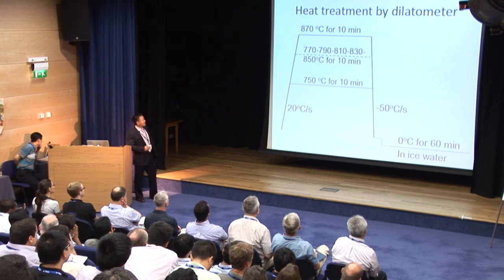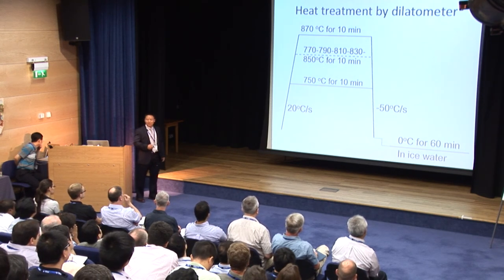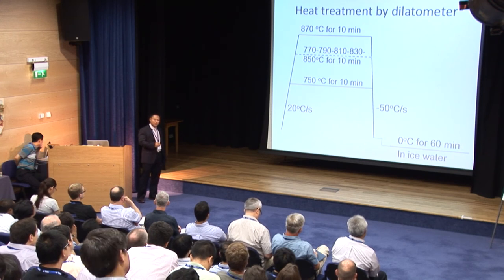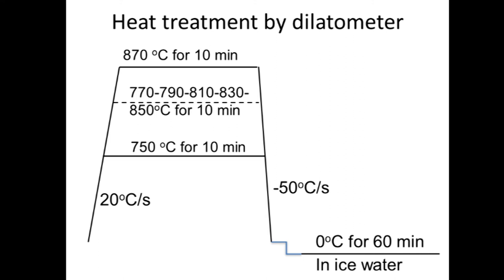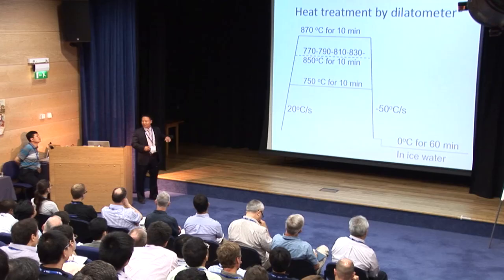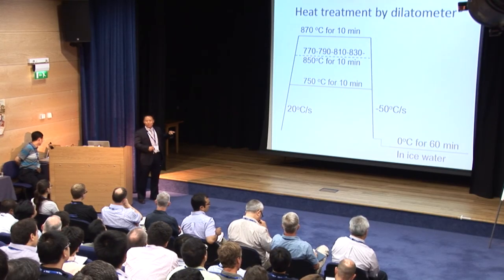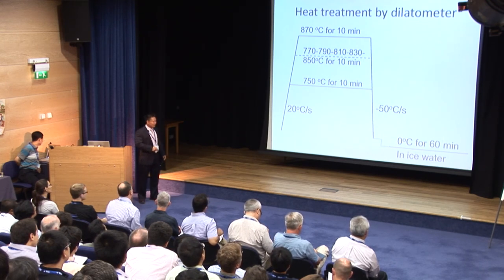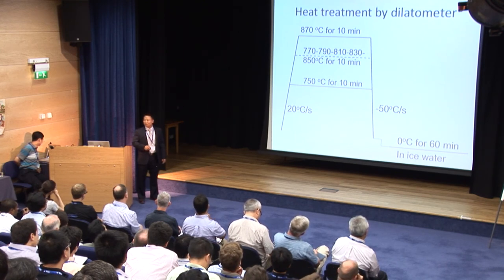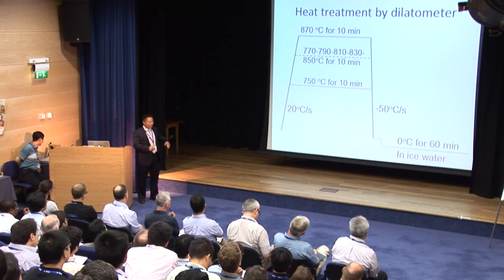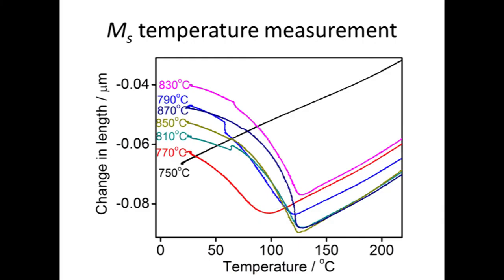This is for the heat treatment by dilatometer to check the microstructure evolution during the heating process. After that, I need to emphasize the experiment here. I keep all the specimens in ice water for 1 hour. That's because the ambient temperature changes over this time. To make sure of the martensite fraction and the hardness, I keep all of the specimens in the ice water. That means I'm sure it's just 0 degrees centigrade, not the fluctuation of the ambient temperature.